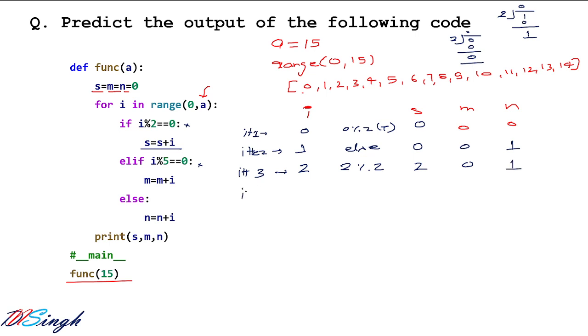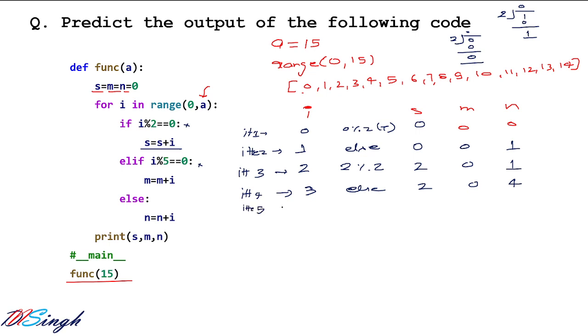Next, in iteration 4, what will happen? In iteration 4, the I value will be 3. If you check the condition for I value 3, I mod 2 is not going to result in 0 remainder. I mod 5 is not going to result in 0 remainder. It will go to the else part, and that 3 will be added to n. So here s will remain 2, m will remain 0, n will become n plus 3 because the I value is 3. So 1 plus 3 is equal to 4. Then you have iteration 5.